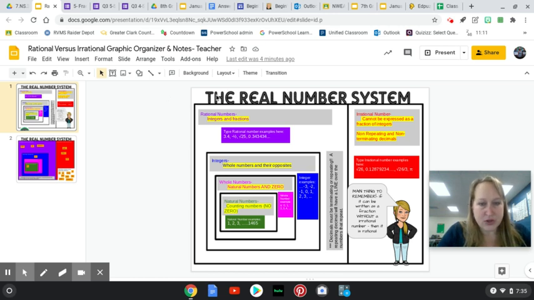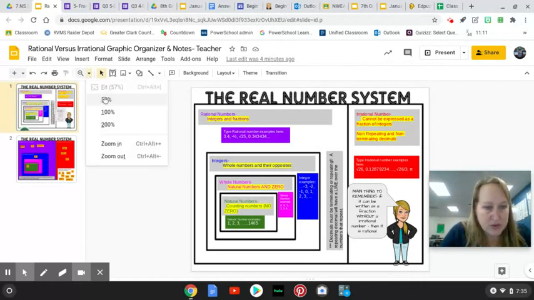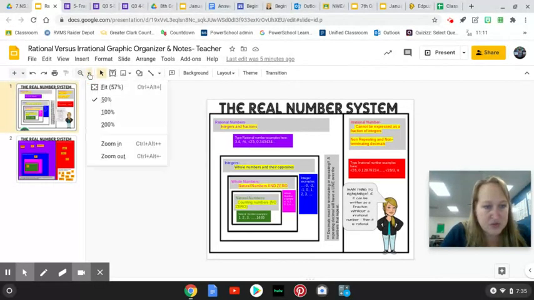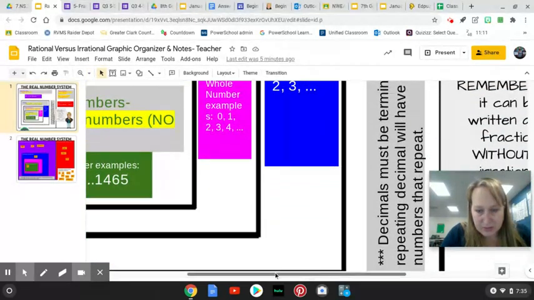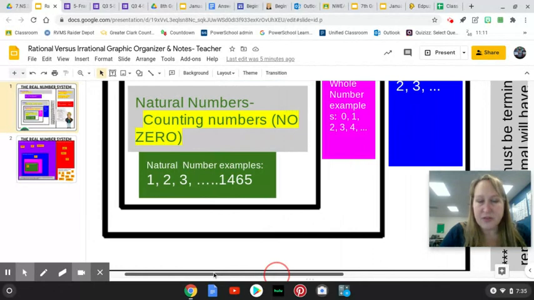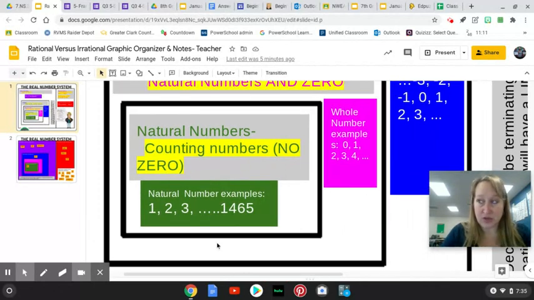We are going to learn about the real number system and the two classifications of numbers. There are rational numbers and there are irrational numbers. We're first going to deal with rational numbers, and we're going to take it from the smallest group to the largest group. So I'm going to hopefully zoom this in so that I can actually read what it says in the middle. So the very first one is called natural numbers.